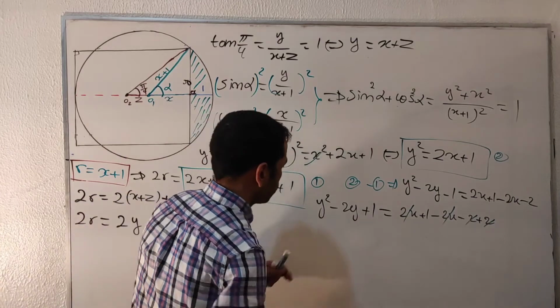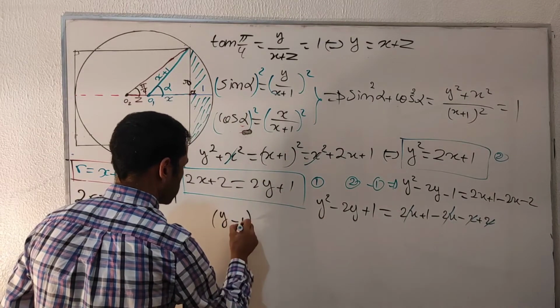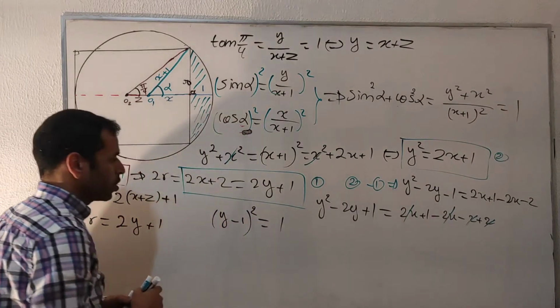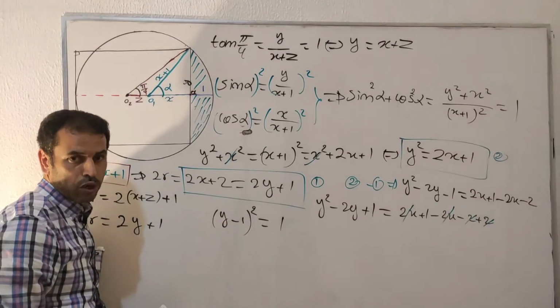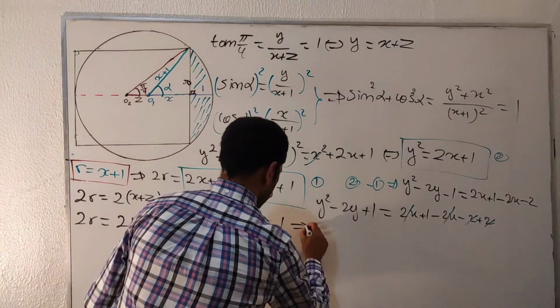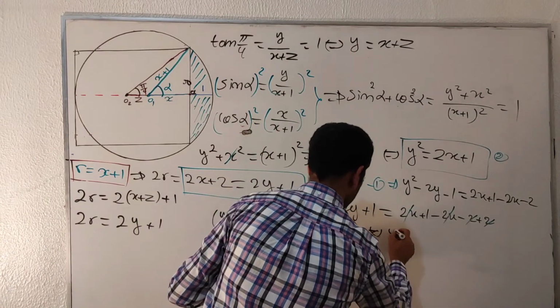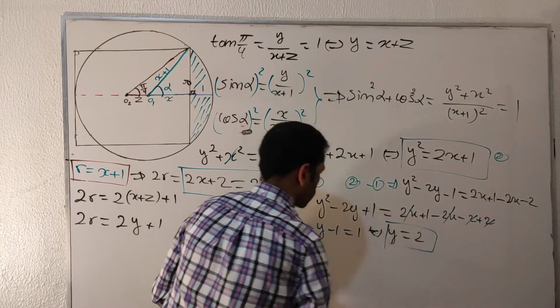This one is a very known formula, the quadratic binomial formula, which is (y minus 1) squared equals 1. So square root both sides. Since this is a distance, we don't have to worry about the negative sign. So this is telling us y minus 1 equals 1. In other words, y equals 2. So we have determined the distance y.